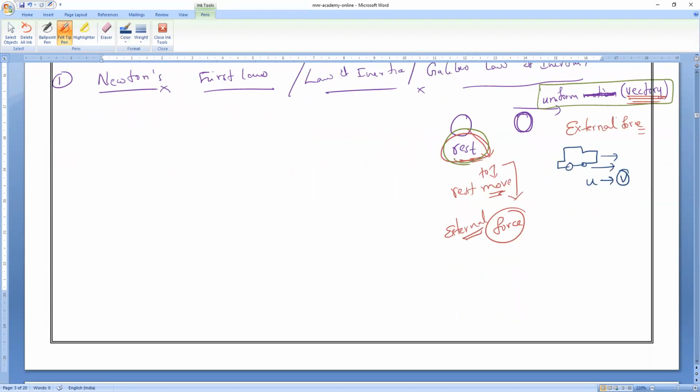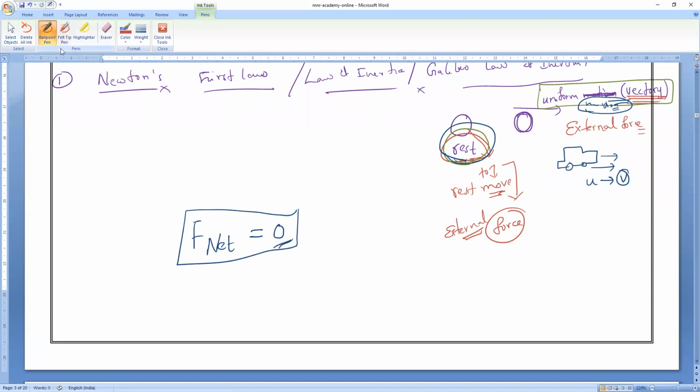So unless and until a body which is in a state of rest, and a body which is in a state of uniform motion, are compelled by an external force, the body at rest remains at rest, and the body in motion remains in motion. That is what we call Newton's first law, where the net force F net must be equal to 0. Then only it is Newton's first law.